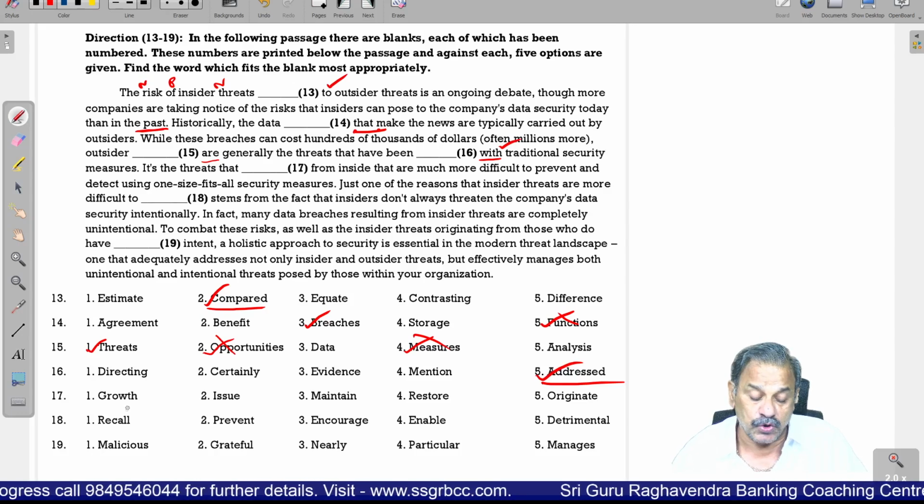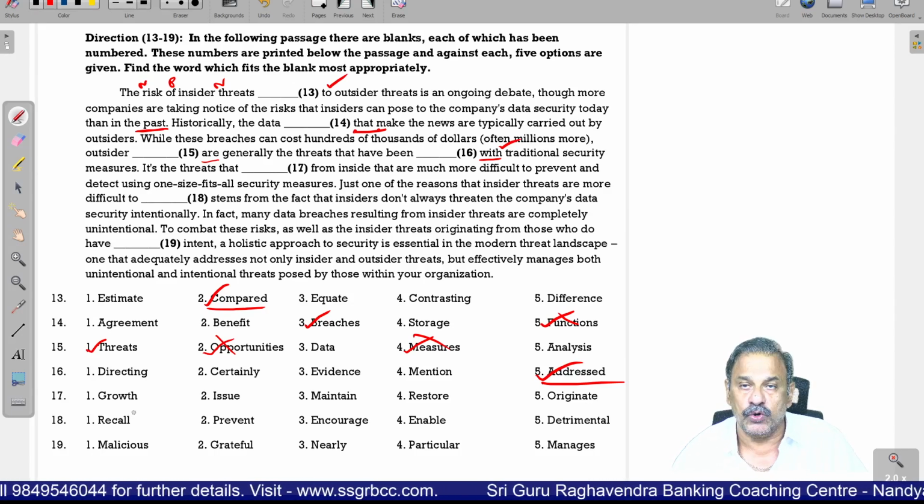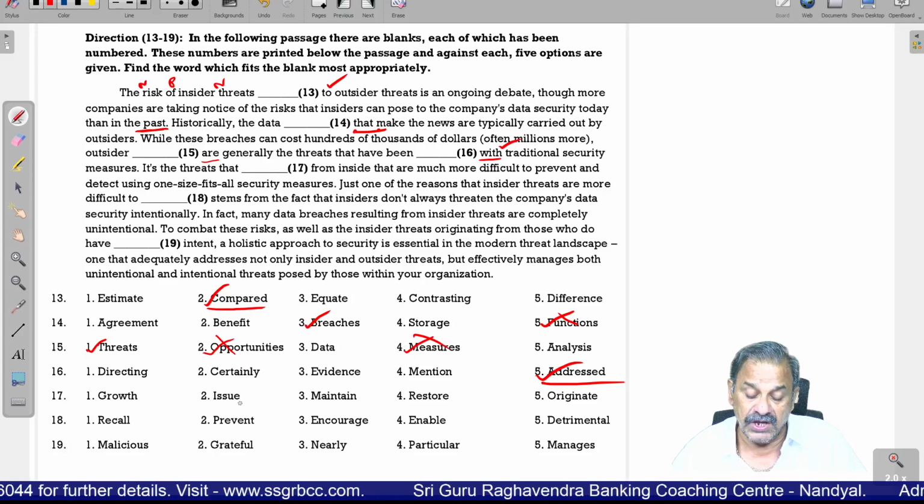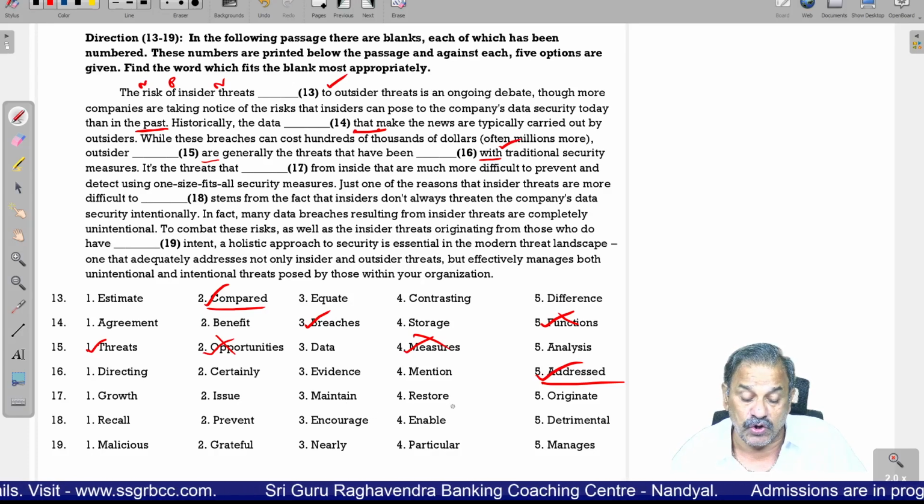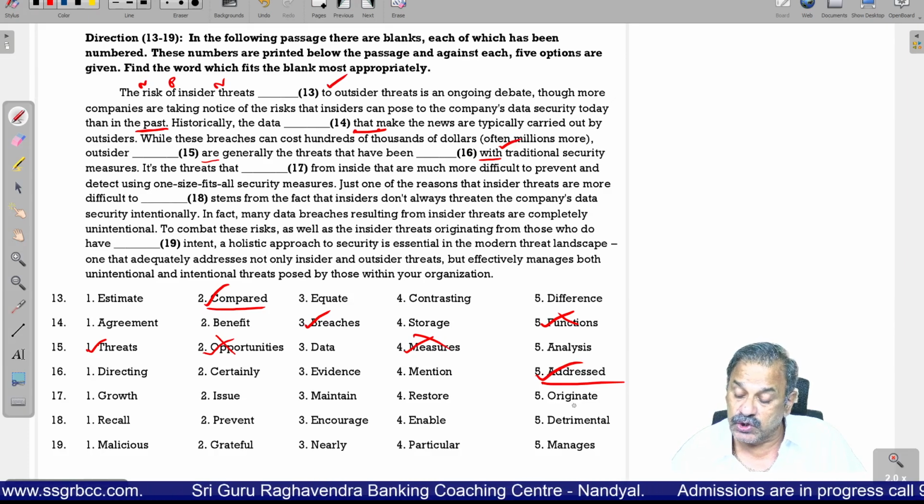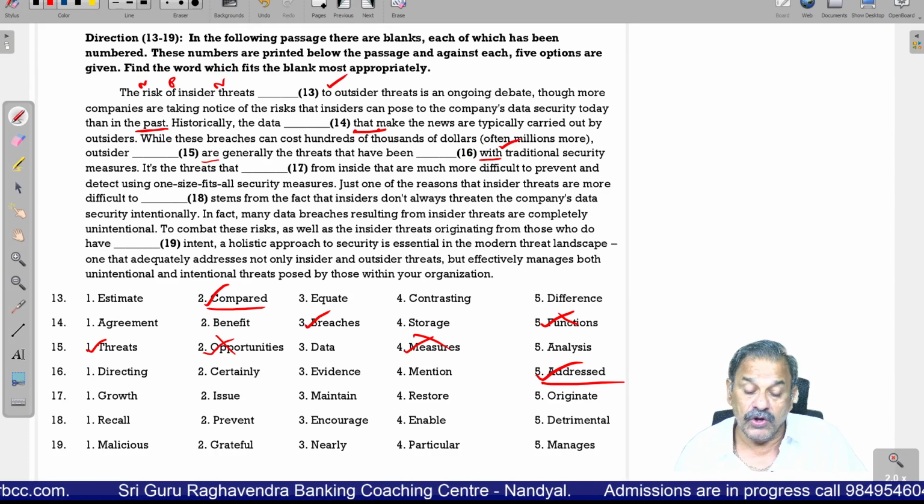First one of the verb. To grow: grow, grew, grown. This is a noun. We won't use it. To issue stems. To maintain stems. To restore stems from the fact. To originate stems. So what are we going to do?